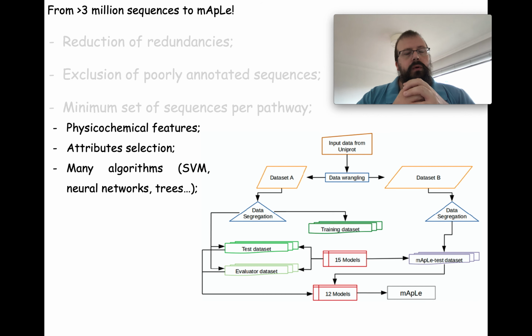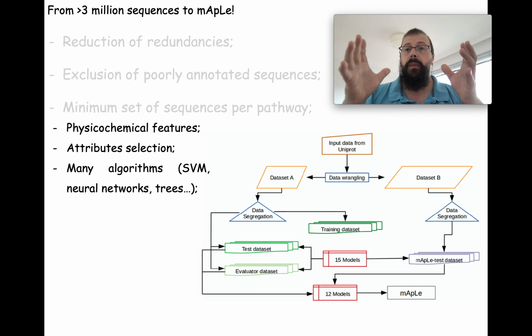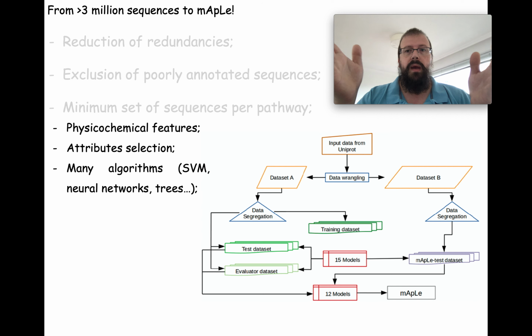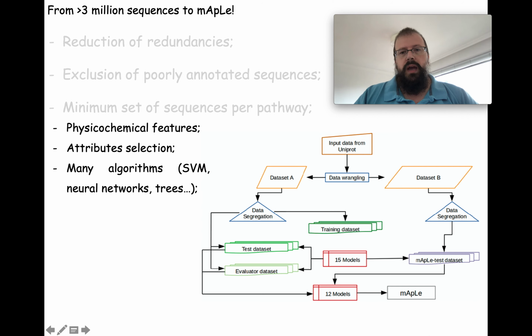And then we also used different algorithms like support vector machine, neural networks, trees to make the training and create models. In figure 1 of the paper, you'll see the general pipeline used to create the mApLe. After we have the set of instances, the sequences, we split them in two different sets. From one of them, we created the training set, test set, and evaluator set. And from the other one, we created the mApLe test set.